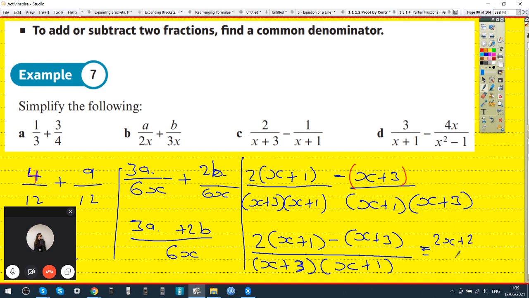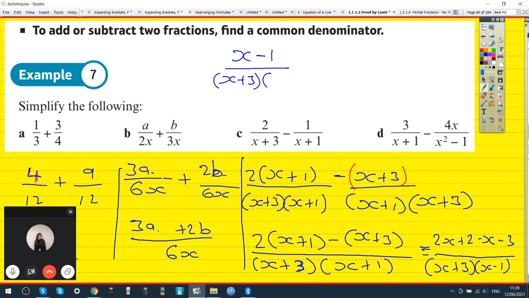How do you multiply the second bracket? You multiply it by minus 1, so you get minus x minus 3. Well done. And even simpler on the top, you get x plus minus 1. Is that our answer?